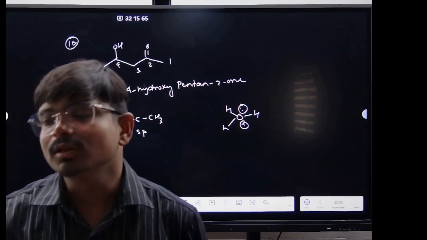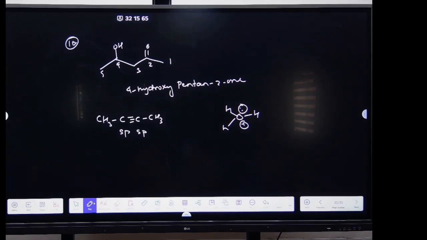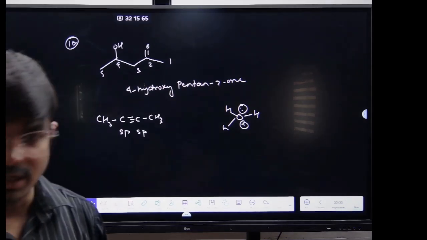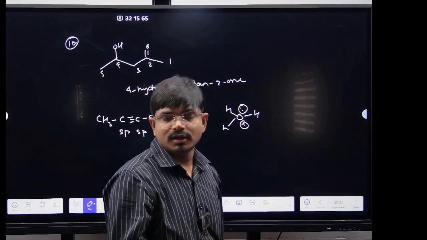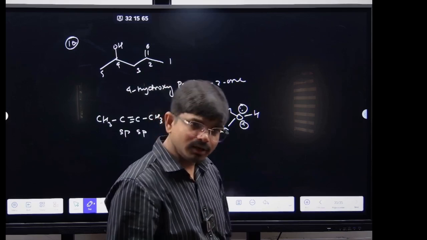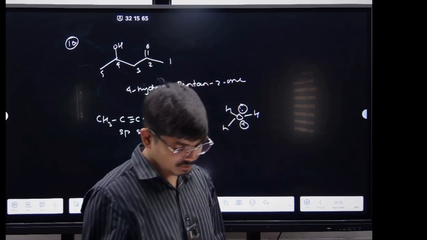Got it? Although it contains the positive charge, it does not have any vacant orbital to accommodate the extra electron. It is already 8 electrons, octet is complete, right? Octet से ज़्यादा होने के लिए क्या होना चाहिए था? You must have the vacant orbitals. That is not in the case of this one, right? Got it?